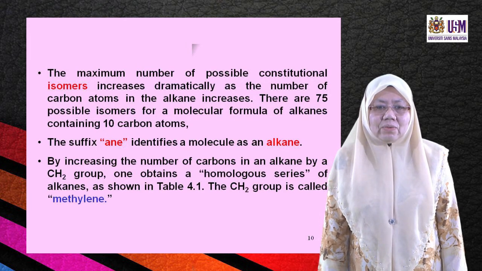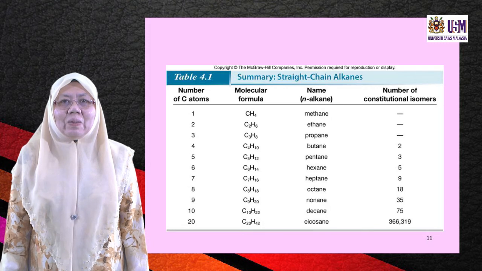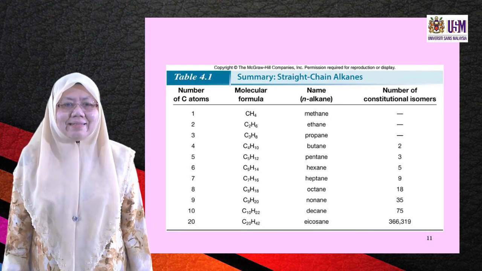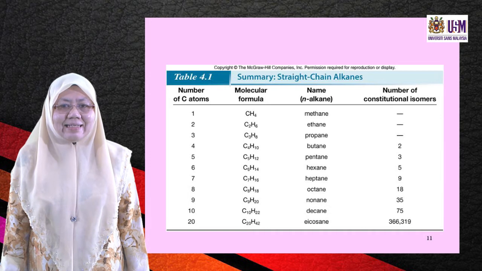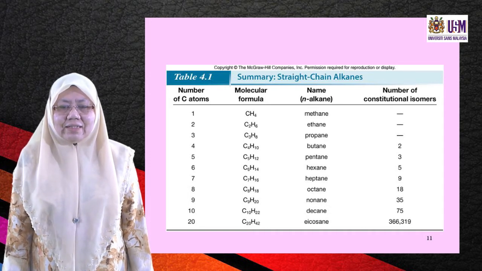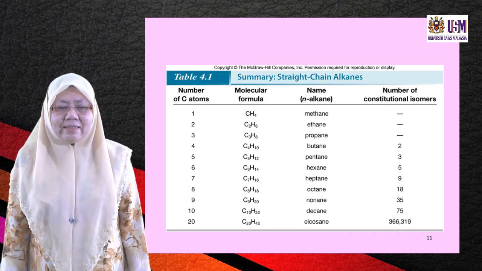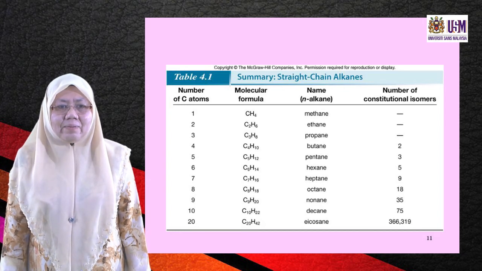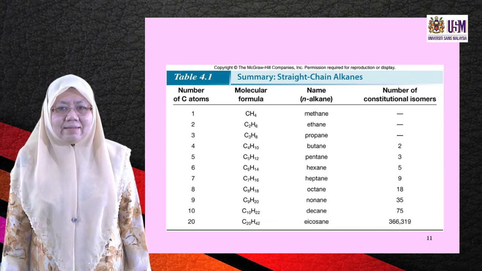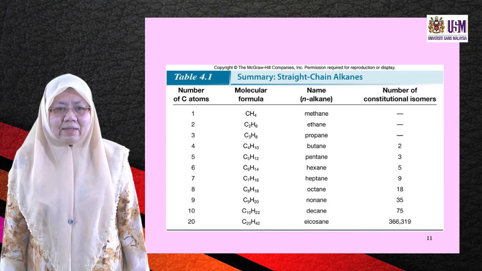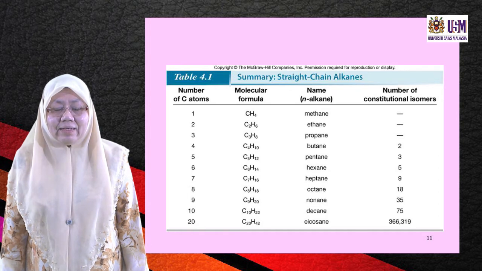The CH3 group is called methyl. Looking at table 4.1, we can see that as the number of carbon atoms increases, the number of constitutional isomers also increases. Beginning with 4 carbon atoms, there are 2 constitutional isomers. As the number of carbon atoms increases, at 6 we have 5, at 8 we have 18, and at 10 we have 75.